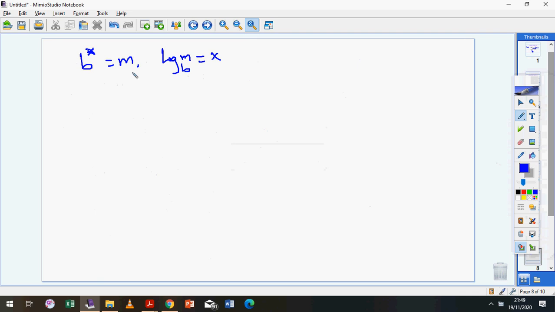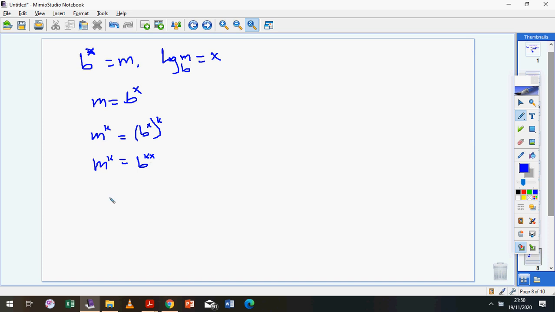So I technically have m is equal to b to the power x. If I introduce another power, if I raise this whole equation to the same power, say k, if I raise this to the power k, and I raise this also to the same power k, I have not changed the meaning of this equation. So I have m to the power k is equal to b to the power kx, right?